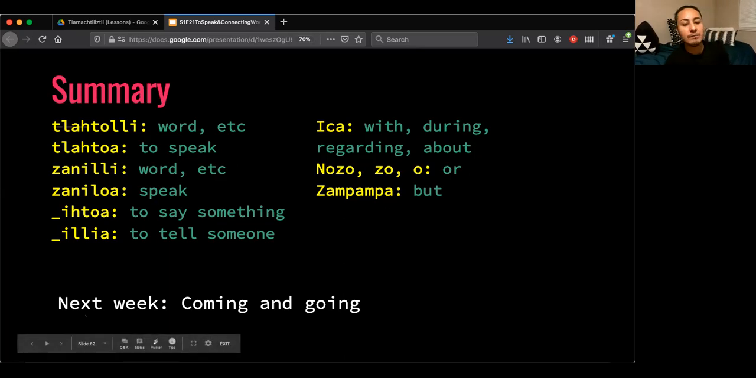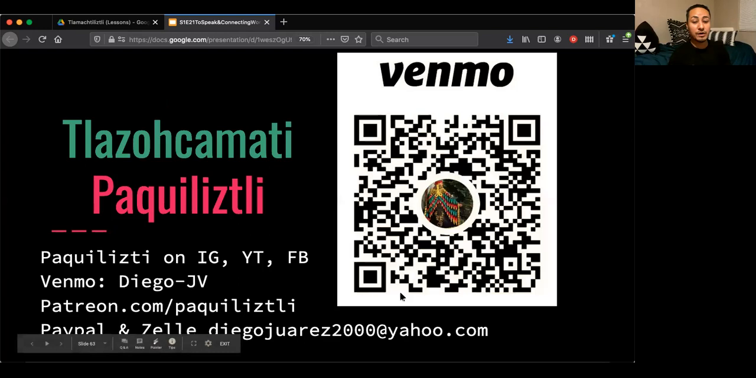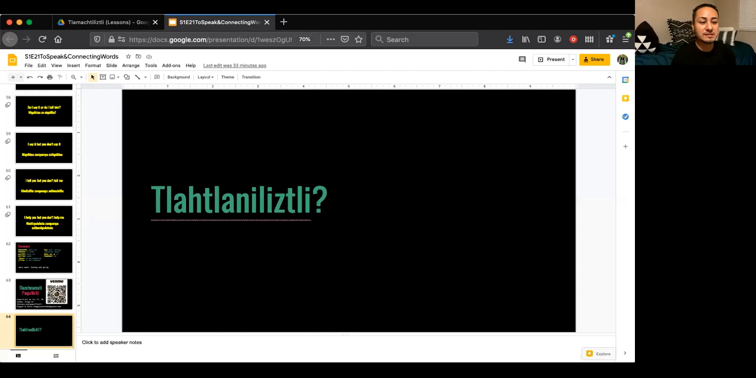Next week, we're going to talk about coming and going. So we're going to talk about the verb ya, to go, and wala, to come. We're also going to cover the prefixes on and wal, which also indicate motion. Any questions? I know this class was a little more heavy on the grammar. Tlazohkamati miak, imohuantin, and tlatlanilistli. I hope that this class was clear, and I hope it wasn't a jumbled mess.